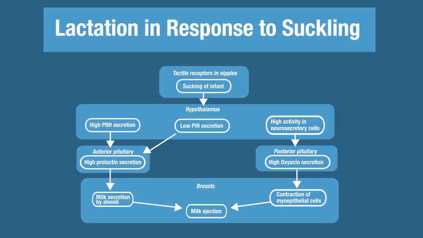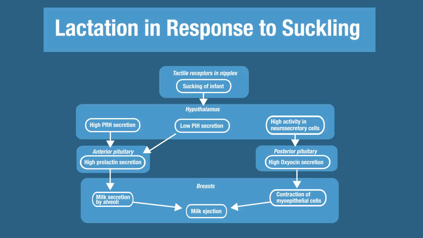release oxytocin. So oxytocin targets the breast. That causes contraction of the myoepithelial cells so the milk can be ejected. Now, prolactin releasing hormone, when it's synthesized and secreted by the hypothalamus, it's going to stimulate the anterior pituitary to release prolactin, PRL, right? Which then targets the breast as well and causes secretion of the milk by the alveoli.